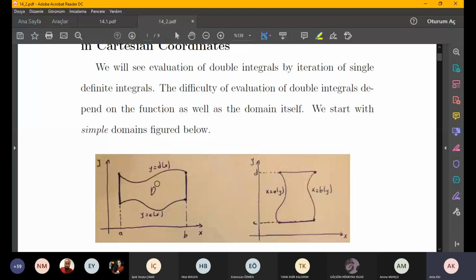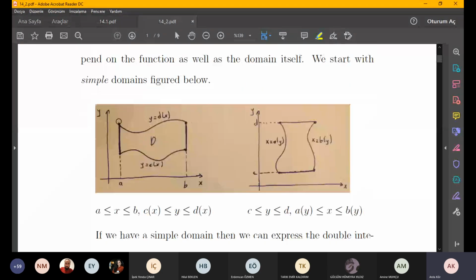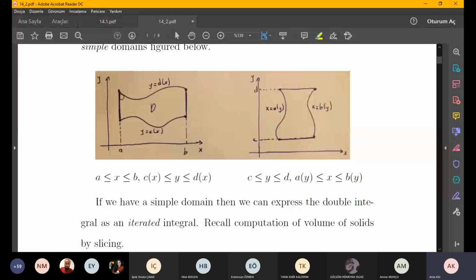And we start with simple domains, which we will call simple domains. Those can be in two ways. As you can see from the first sketch, the D can be represented by the set of points which has coordinates x, y, where x is in between a and b and y is in between c(x) and d(x).